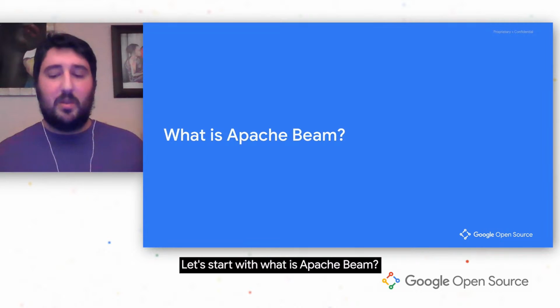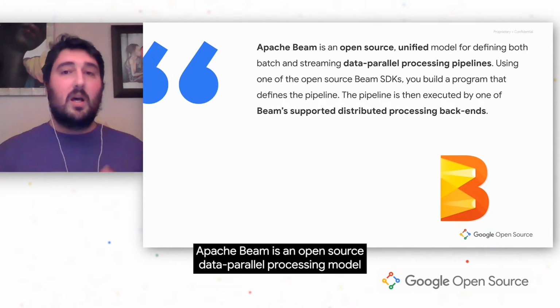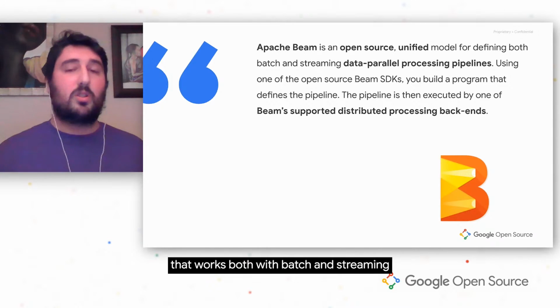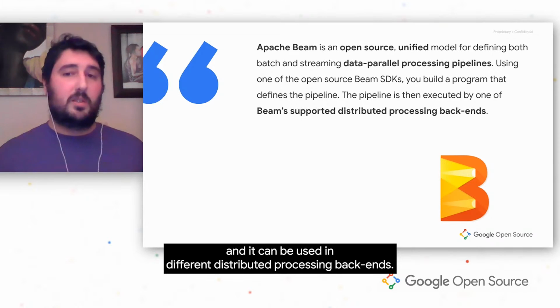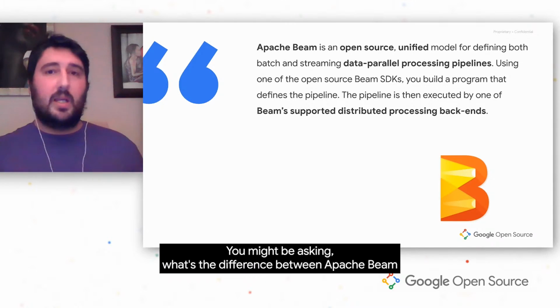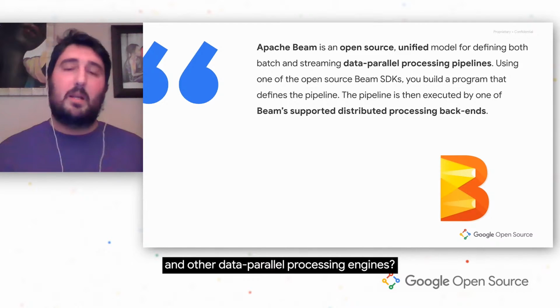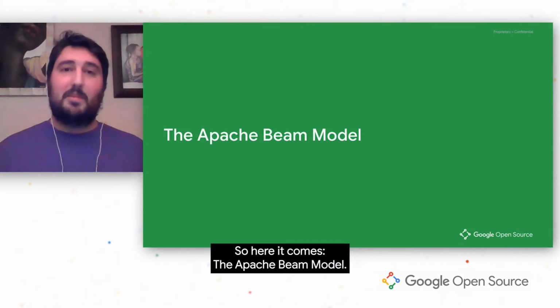So let's start with what's Apache Beam. Apache Beam is an open source data parallel processing model that works both with batch and streaming, and it can be used in different distributed processing backends. And you might be asking, what's the difference between Apache Beam and other data parallel processing engines? So here it comes, the Apache Beam model.